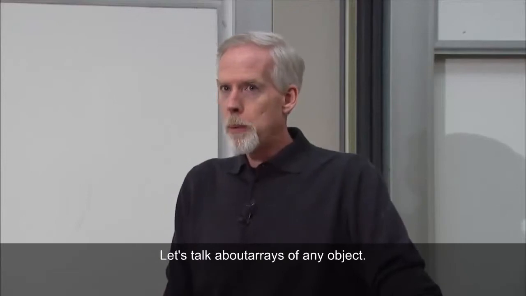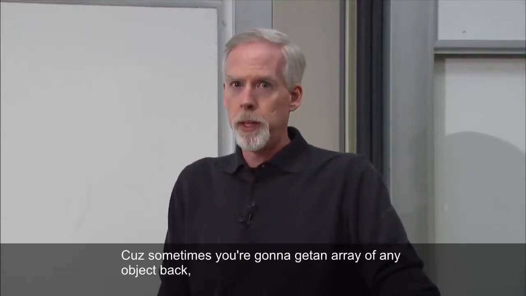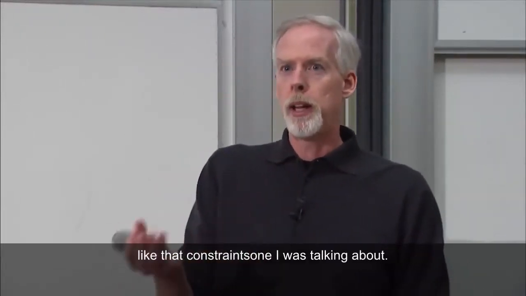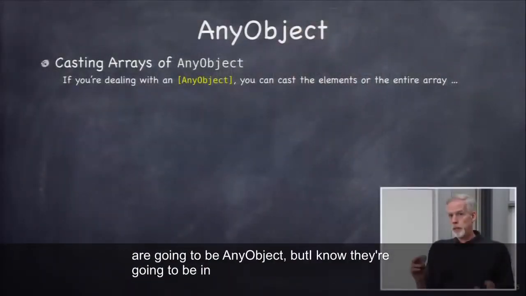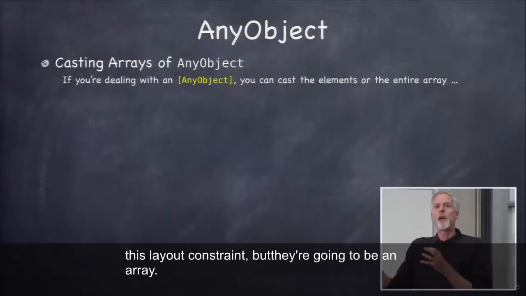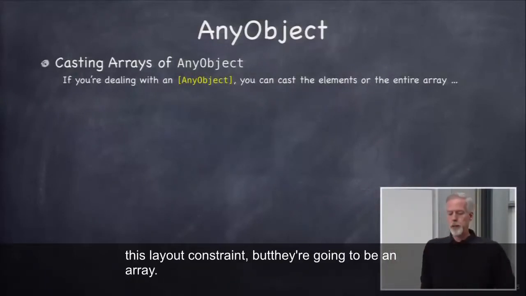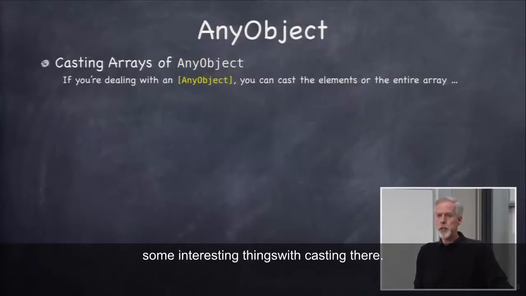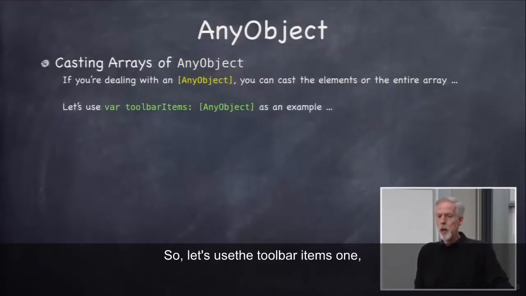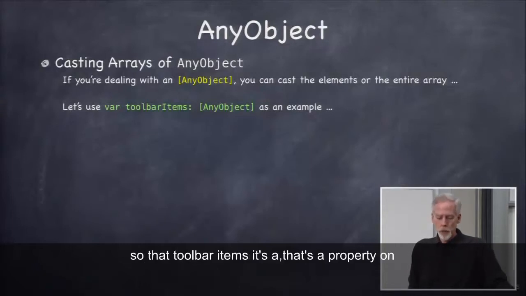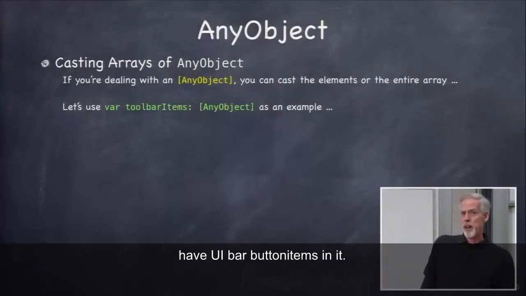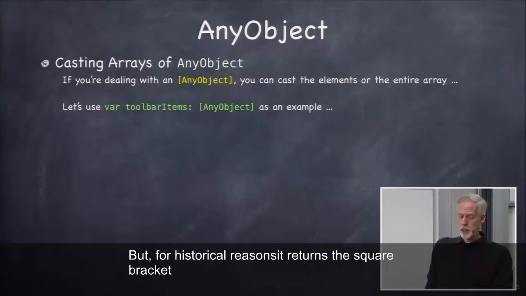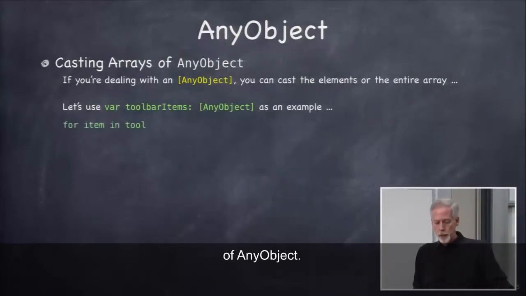Okay. Let's talk about arrays of any object. Because sometimes you're going to get an array of any objects back, like that constraints one I was talking about, where it's going to be an array of constraints that are any object, but I know they're going to be NS layout constraints, but they're going to be an array. So you can do some interesting things with casting there. So let's use the toolbar items one. That toolbar items, that's a property in UI view controller, and it returns an array that's going to have UI bar button items in it, but for historical reasons, it returns this square bracket of any object.